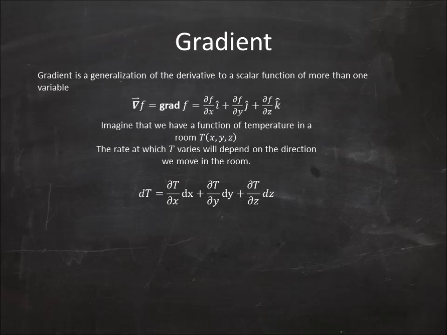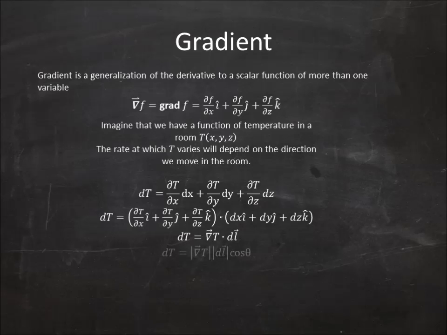Notice that we can now rewrite this as a dot product of the partial derivatives of T and some infinitesimal displacement vector. This is, of course, the same as the dot product of the gradient of T and our dl vector, which will give us the rate of change of T for whatever direction we choose. Now, if we write this in geometric form, using what we know about the dot product, we get this equation.